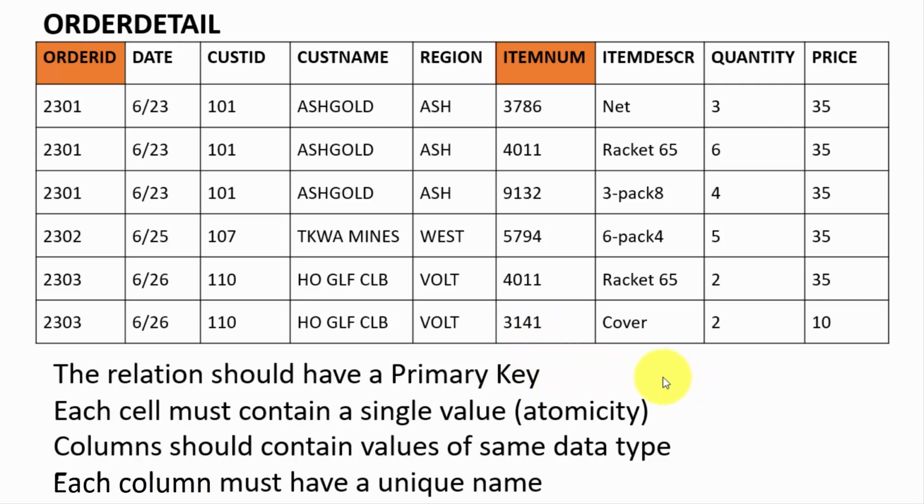So we have a primary key for the table, and that is checked. Does each cell contain a single value? That is a yes, and checked. Does each column contain the same data type? Yes, so checked. Finally, do we have unique names for each column? Yes. At this point, our table is in the first normal form.